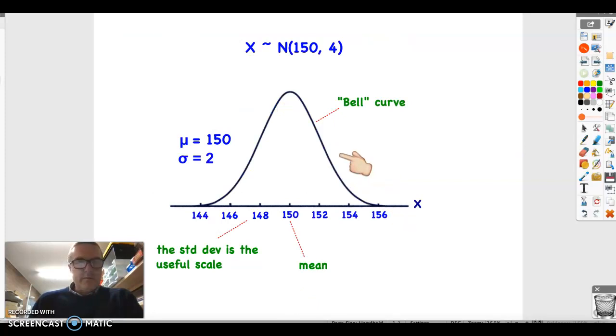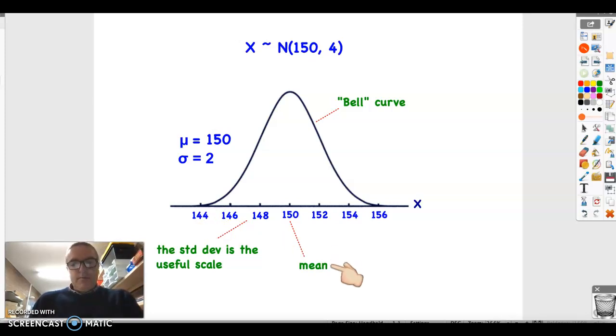So we start off by drawing a bell curve along an x-axis. Down the middle, we plot the mean of the distribution, so there's our 150 kilometers per hour, and the standard deviation, we can usually fit, or we can always fit, 3 standard deviations practically to the end of the bell. So if our standard deviation is 2, you can see I've gone from 150, 152, 154, 156, and 3 standard deviations in the negative direction, which takes us down to 144.